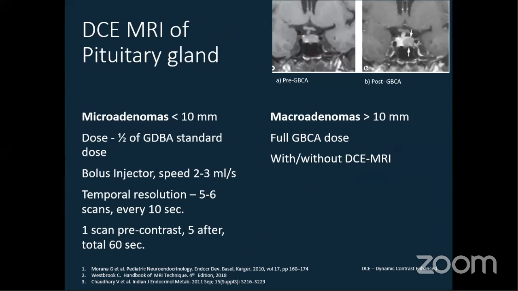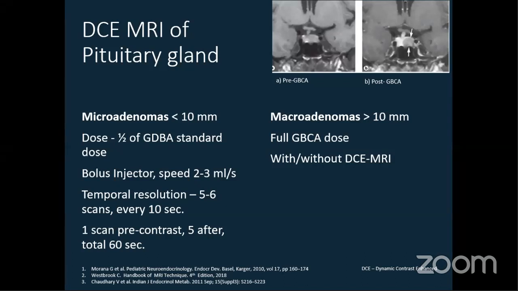And the last indication which I would like to mention is pituitary adenomas. Although most adenomas are detected even on non-enhanced MRI, microadenomas may become visible only after contrast injection. Differentiation between micro and macro adenomas is based on the size of the adenoma, and all lesions smaller than 10 millimeters are considered microadenomas, and in that case, dynamic contrast enhancement can be indicated with a half dose of contrast agent, including Clariscan.